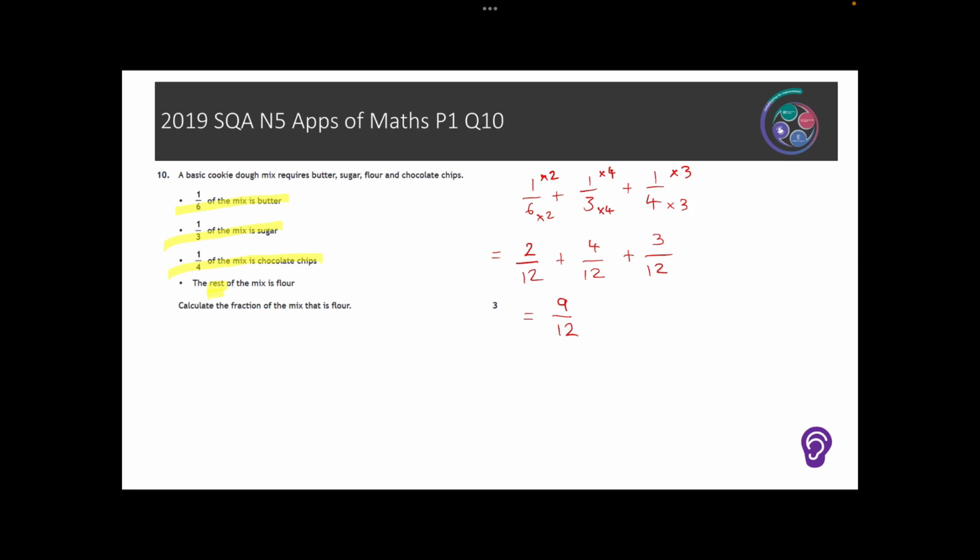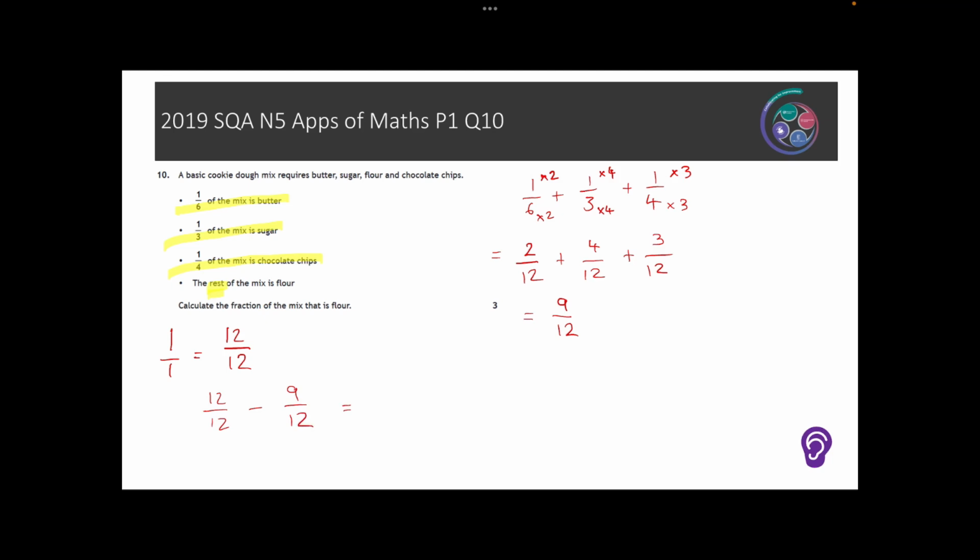So 9/12 is the fraction that I know. The butter, sugar and chocolate chips all added together. Whatever's left is the flour. And remember we said the dough is 1 whole. So I could write that as 1 over 1. So any number you can write as a fraction over 1. Or I could write that as 12 over 12. So it's still 1 whole, but that's going to allow me to do 12/12 take away 9/12.